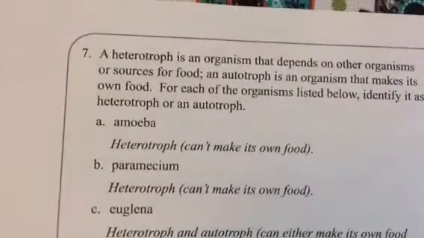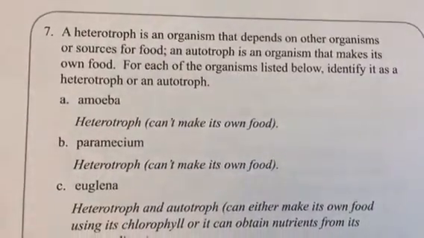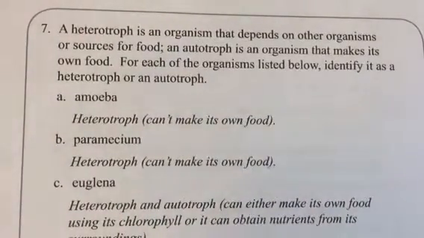Oh, there's more. And number 7 from page 73. A heterotroph is an organism that depends on other organisms for sources of food. An autotroph is an organism that makes its own food. For each of the organisms listed below, is it a heterotroph or an autotroph? Well, amoebas encircle their prey and eat it, so it's a heterotroph. A paramecium also does the same. It's a heterotroph, and a euglena is both. It can either be a heterotroph or an autotroph. It can either make its own food using the chlorophyll, or it can obtain nutrients from its surroundings.